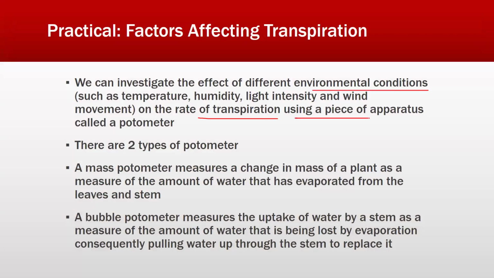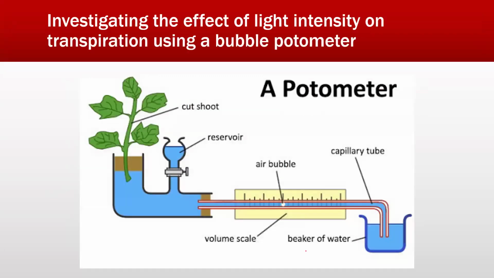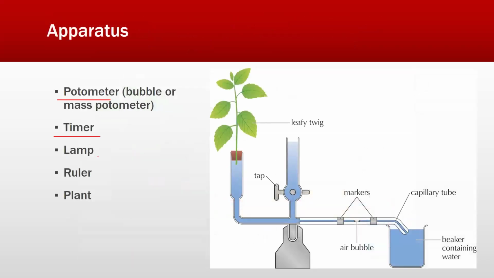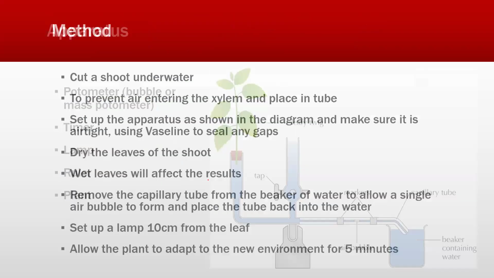on the rate of transpiration using a piece of apparatus called a photometer. There are two types of photometer. A mass photometer measures a change in mass of the plant as a measure of the amount of water that has evaporated from leaves and stem. A bubble photometer measures the uptake of water by a stem as a measure of the amount of water being lost by evaporation, consequently pulling up the water from the stem to replace it. In the photometer, you can see the movement of this air bubble. If transpiration occurs from here and there's a pull from here, this air bubble would also move to the left. So you need a photometer, a timer, a lamp, a ruler, and a plant for this investigation.